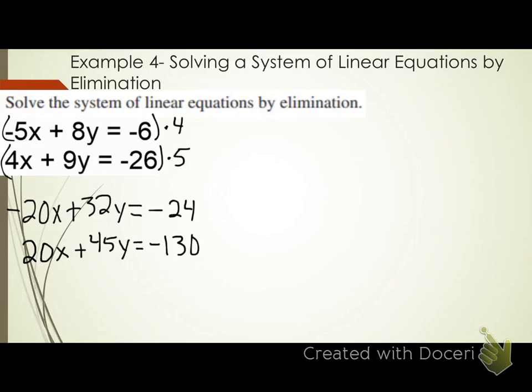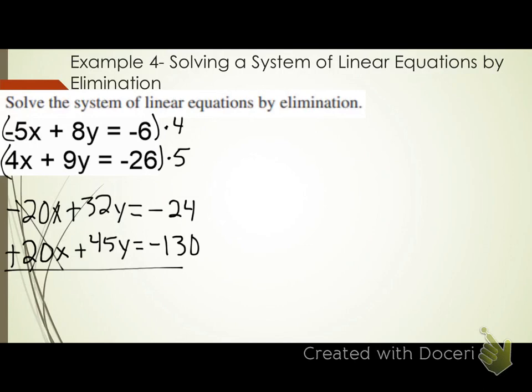Negative 130. Can someone confirm that for me? Everyone getting negative 130? Okay. As of right now, do I have same number, opposite signs in front of a variable? Yeah, in front of my x values, we got the positive 20 and the negative 20. So now we can add our two equations. What happens to our x terms here? They're eliminated.